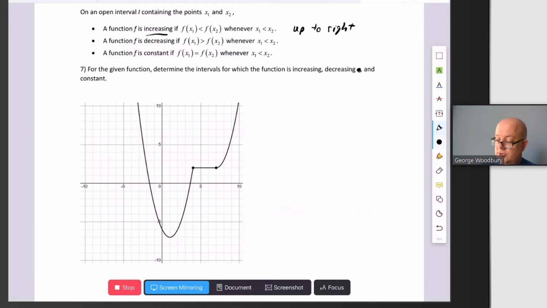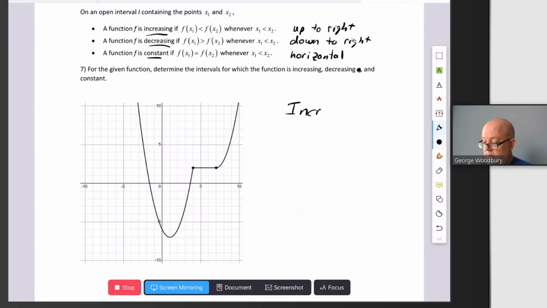A decreasing function means that its function value is greater for the first value than it is for the second, which means that it's going down. So this one's going down to the right. And finally, a function's constant if it stays equal in that interval. That is horizontal in that interval. So looking at the graph, we need to find intervals where the function's increasing, decreasing, and constant.